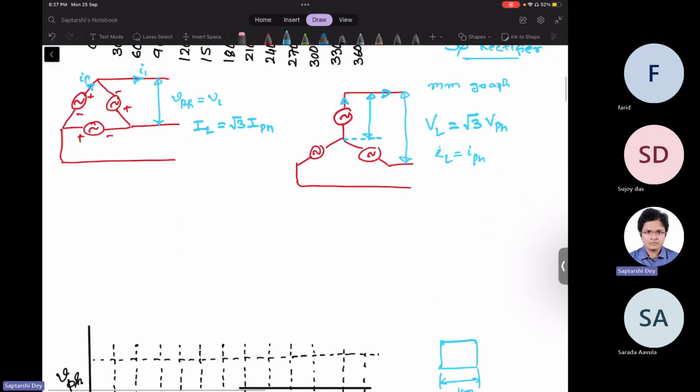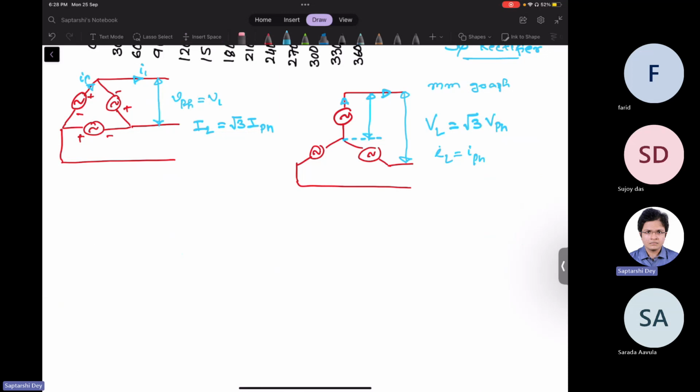Why I am stressing so much on the three-phase system is that it's a very important concept. All high power machines, power electronics, all are based on three-phase, and it's very important that you have a crystal clear idea about three-phase systems. You should be able to draw phasors and waveforms and everything.